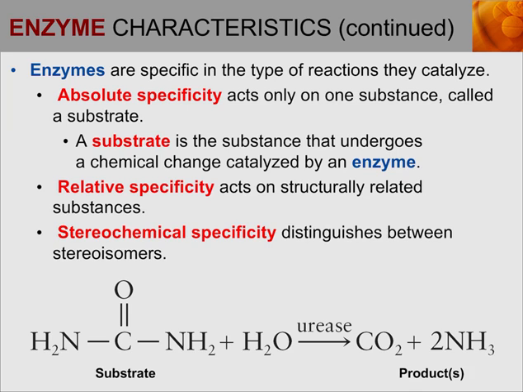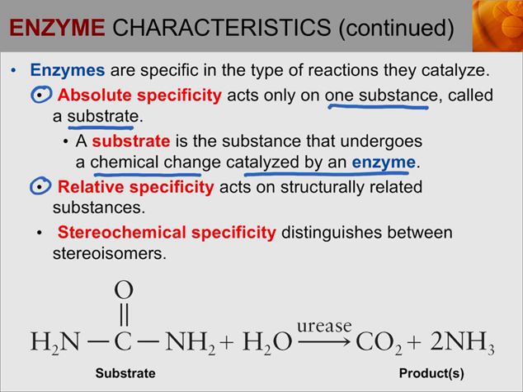Enzymes are specific in the type of reactions that they catalyze. There's a few different specificities here. So there's absolute specificity, and that's where an enzyme acts only on one substance, and that substance will be called a substrate. And that's true for all of these different interactions between an enzyme and a substance. A substrate is the substance that undergoes a chemical change that's catalyzed by an enzyme. So we'll sometimes refer to these substances as substrates.